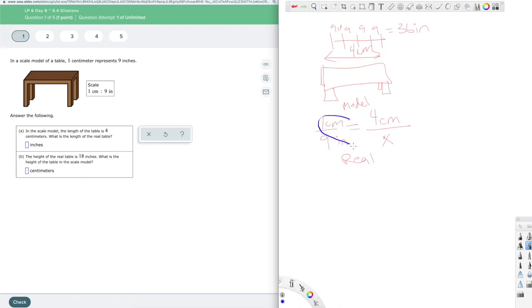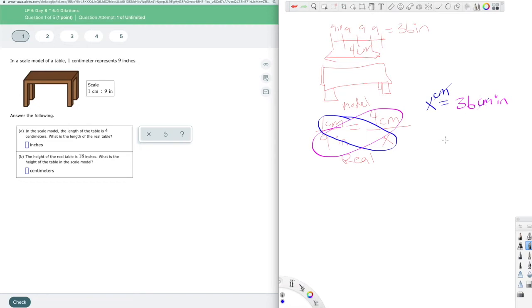So now I'm going to use cross products or cross multiplication. So 1 times x, I'm going to leave the centimeters and inches out. So I just have 1 times x, which is x, equals, and I'll use pink, I guess, for the other side, 4 times 9, which is 36. And this would have centimeters and inches, and this guy would have just centimeters, like that. So they would kind of cancel out. The centimeters would cancel out because there's centimeters on both sides. So they would go away.